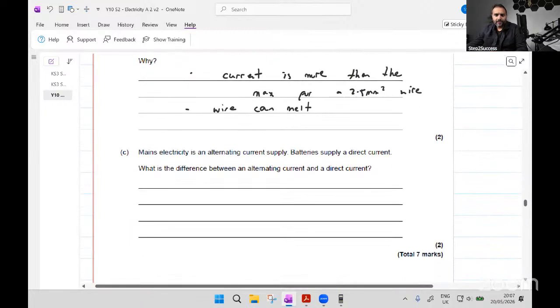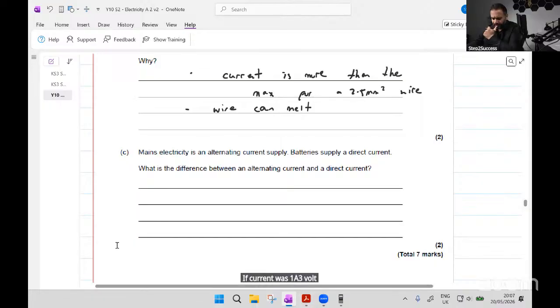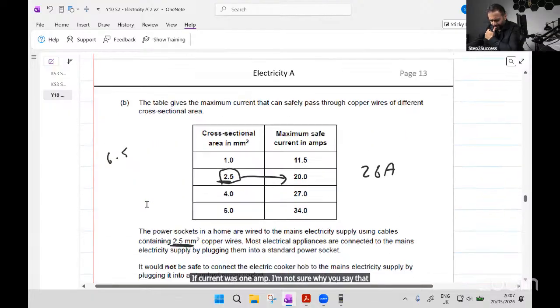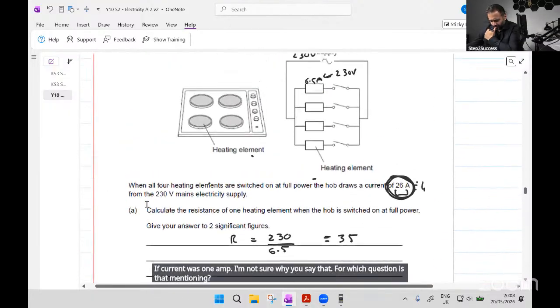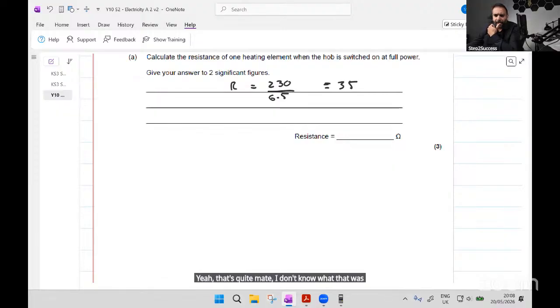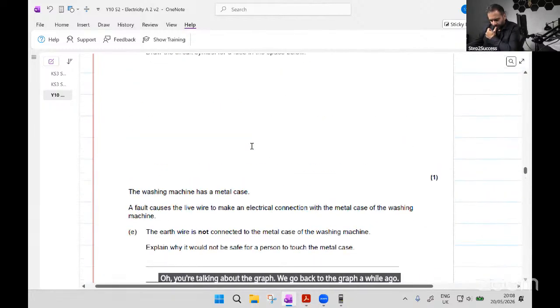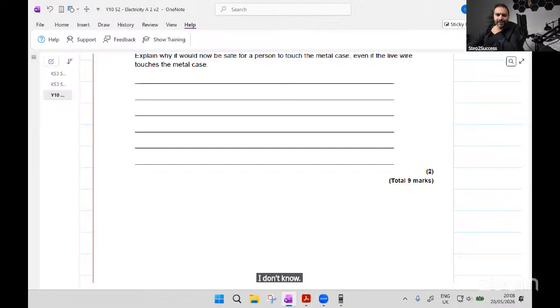Is there anything else? If current was 1 amp, then it would be 1 volt. Ooh, I'm not sure why you say that. For which question is that mentioning? Yeah, I don't quite make out what that's relating to. Oh, you're talking about the graph. Are we back to the graph from a while ago? Just clarify what you mean by that question, and I'll try and answer it.